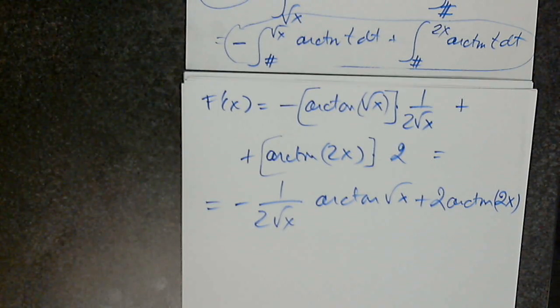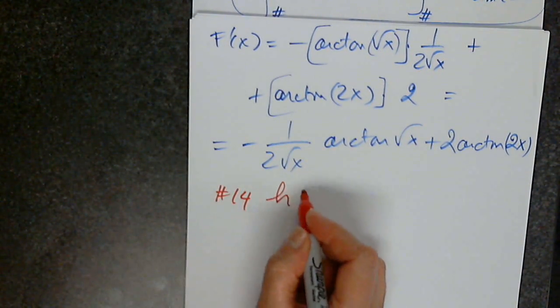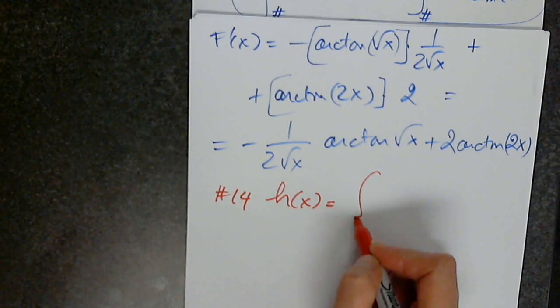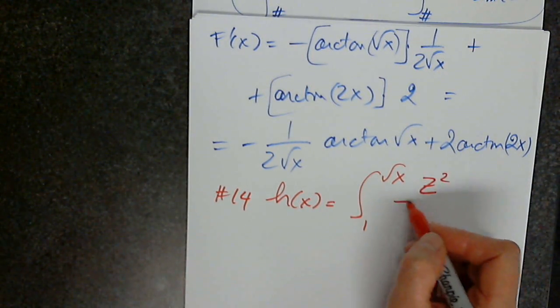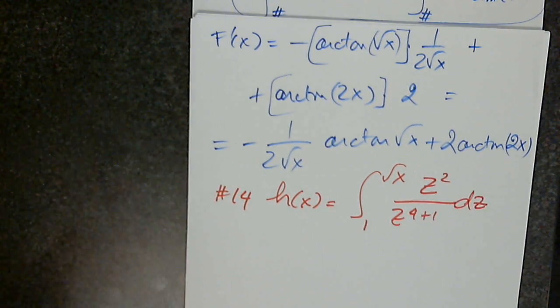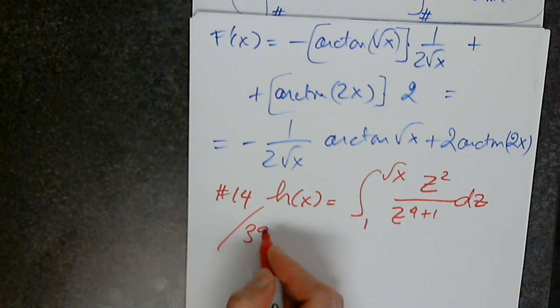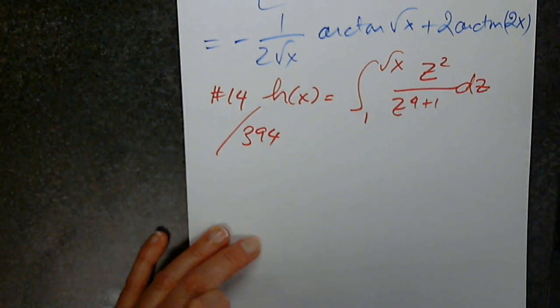Okay, let's look at one more. What about 14? H of x equals the integral from 1 to the square root of x of z squared over z to the 4th plus 1 dz. What page are we on? 394. So what can I be asked here?